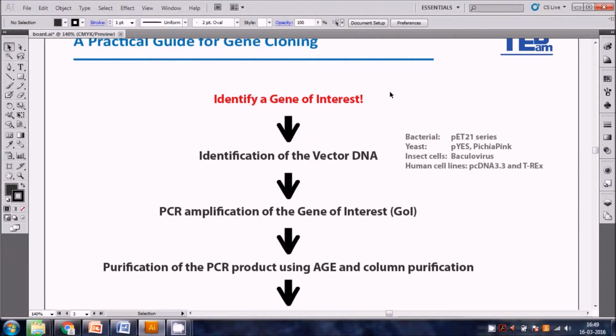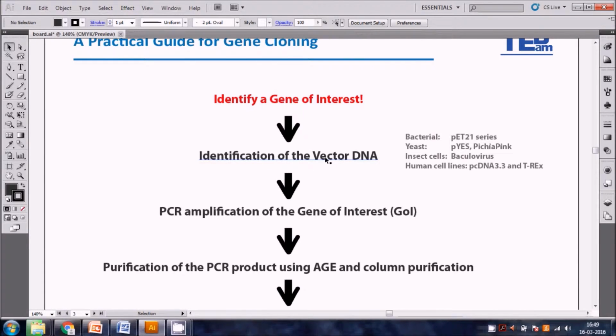Whatever gene you want to clone, you have to identify it using different databases. If you want to clone the yeast gene, you simply can go to the Saccharomyces Genome Database. You can also get the sequences from NCBI and so on. And then you have to choose which vector you want to use.